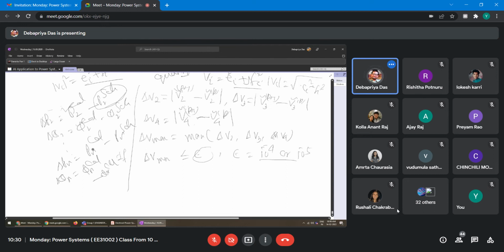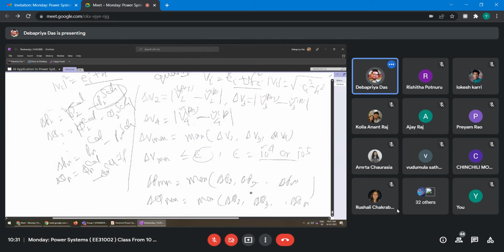So delta P max is equal to the max of the absolute values, so that everything is positive. You have to take delta P2, delta P3 up to delta Pn, and take the max of that. Similarly, for delta Q max, you have to take the max of delta Q2, delta Q3 up to delta Qn, right? All these maxes you have to take.